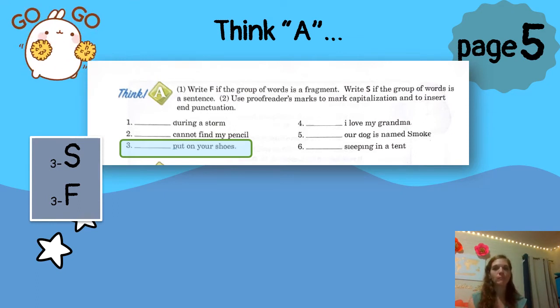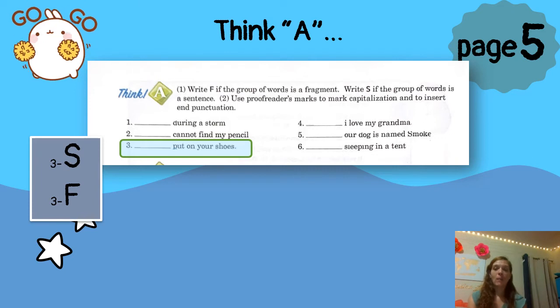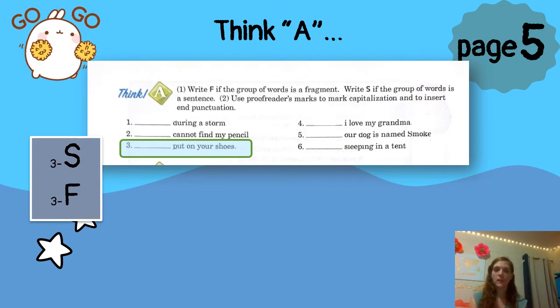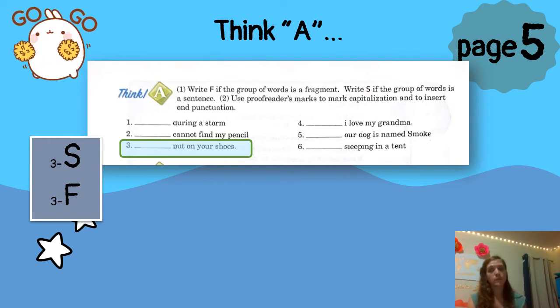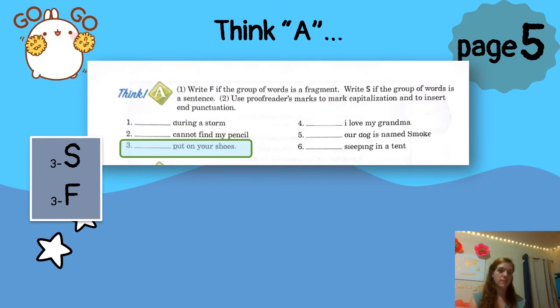Let's look at number 4. I love my grandma. Sentence or fragment? Number 5. Our dog is named Smoke. Sentence or fragment? And number 6. Sleeping in a tent. Sentence or fragment? Okay, let's keep going.